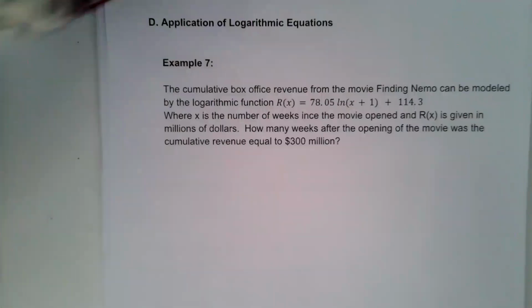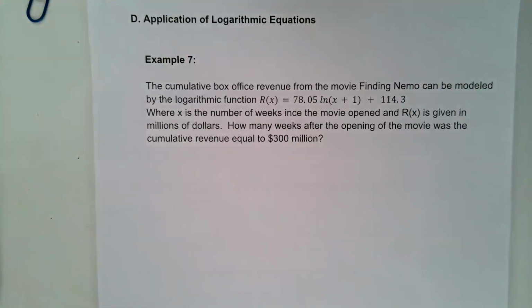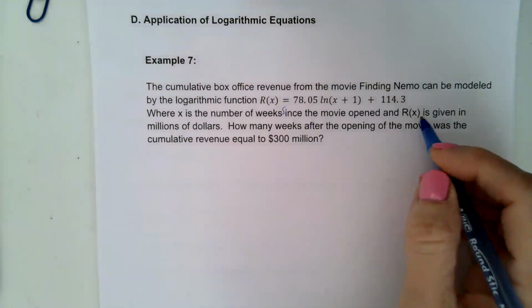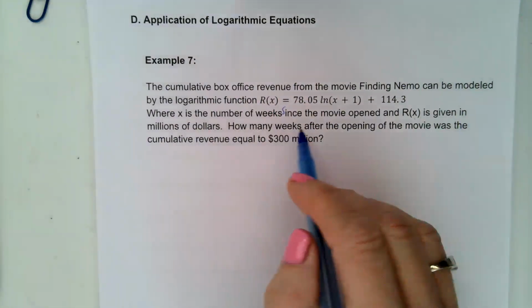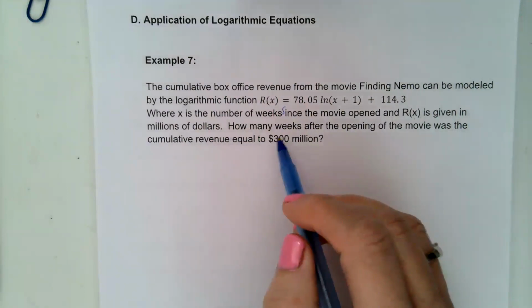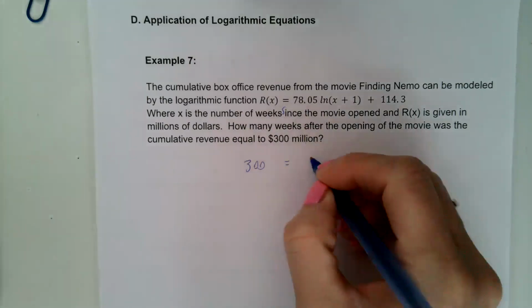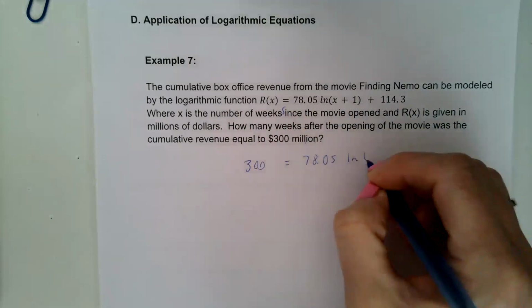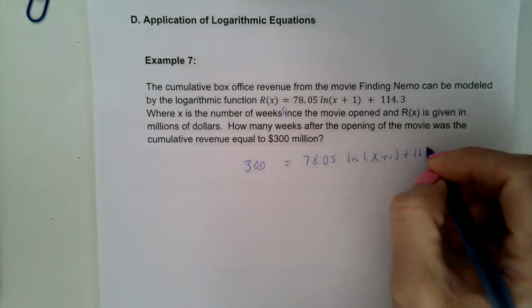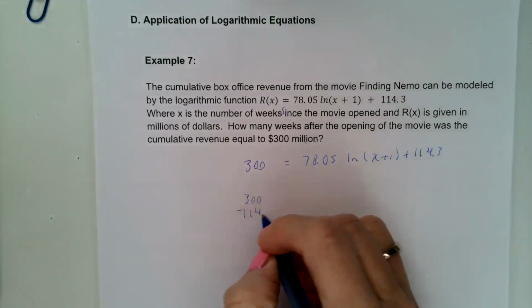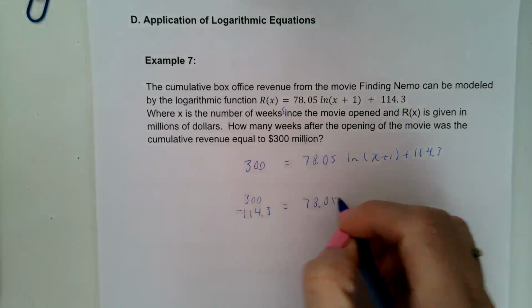Look at our last example for lesson 4.5. It says the cumulative box office revenue from the movie Finding Nemo can be modeled by this logarithmic equation, where x is the number of weeks since the movie opened, typo, and R of x is given in millions of dollars. How many weeks after the opening of the movie was the cumulative revenue equal to $300 million? Wow. So we want to set our equation equal to 300. So I'm going to subtract 114.3 from both sides.